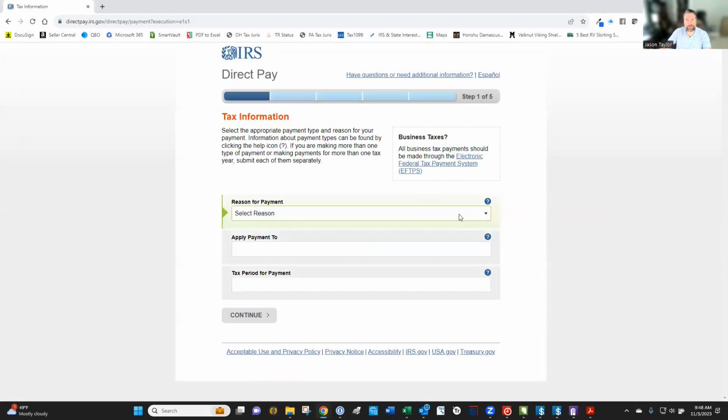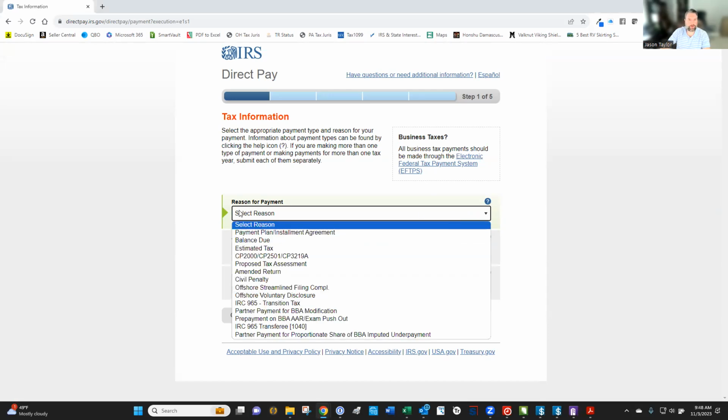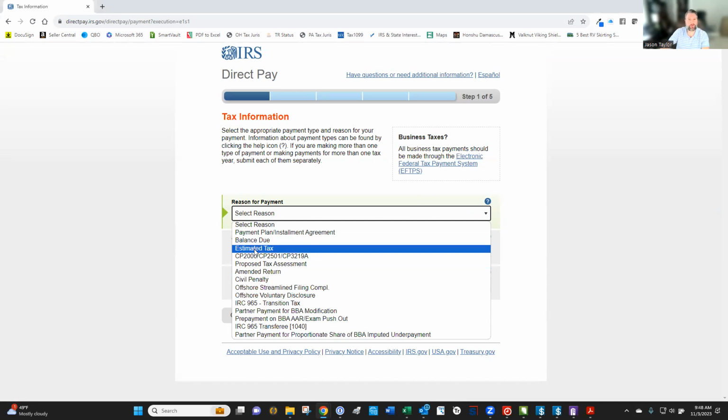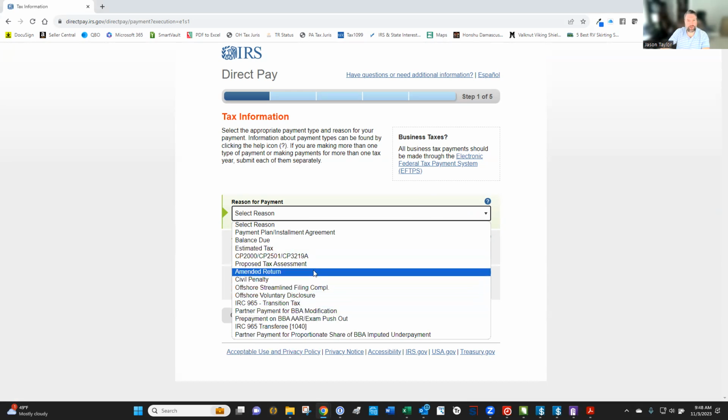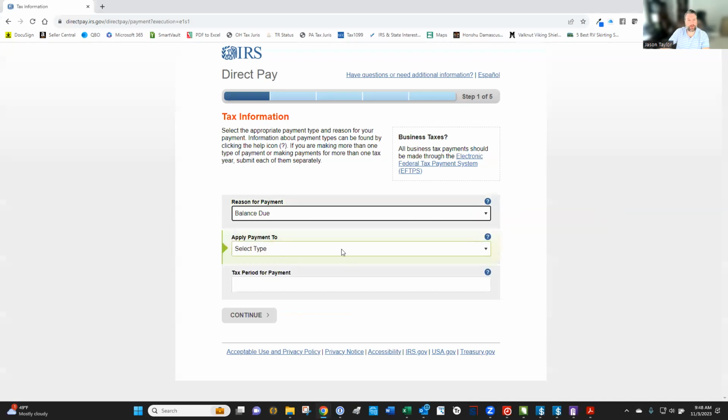And 9 times out of 10, this is how you're going to do it. You might have a different one. If you're paying the actual balance due, which is what you owe on your taxes after we filed your tax return, you're going to pick balance due. If you're going to make an estimated tax payment, meaning you're prepaying your taxes, then you're going to pick that one. Very rarely will you pick any of these other things. If you do, it's because I've told you specifically what to do. But okay, so we're going to click balance due.